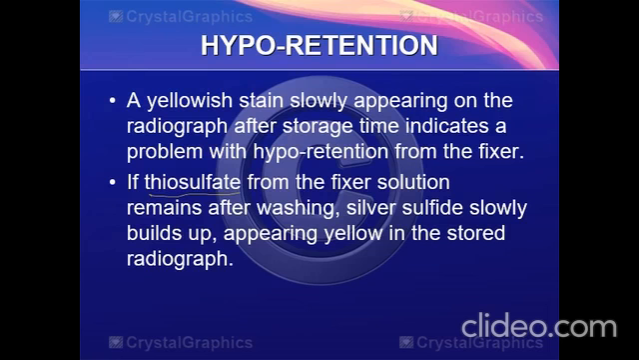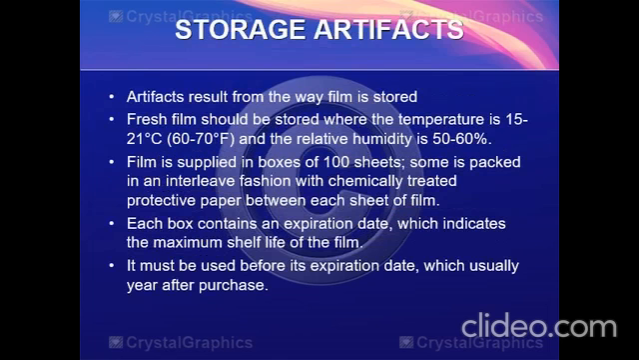Okay, so this means that the ammonium thiosulfate from the film during processing was not properly washed or was not completely removed. So if thiosulfate from the fixer solution remains after washing, silver sulfide slowly builds up, and it appears yellow in the stored radiograph. So we are done with the processing artifacts.